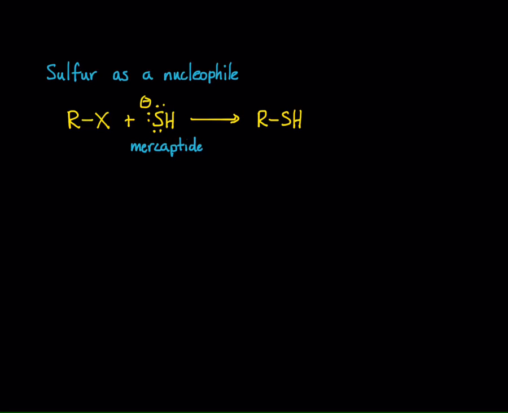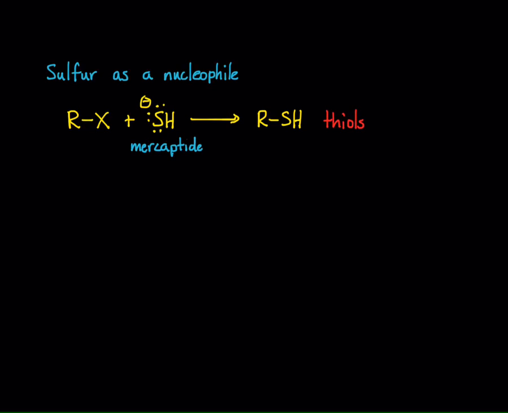Now, we also saw that sulfur could be used as a nucleophile in a variety of ways. We can take an alkyl halide and treat it with mercaptide, and in that process we form RSH, which is a thiol or a mercaptan. They mean the same thing, so I typically call them thiols.